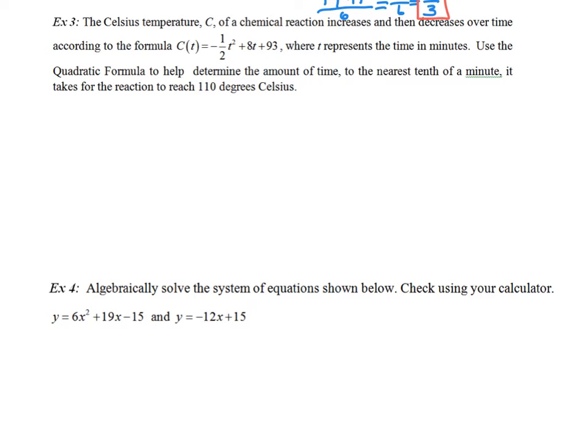Now let's take a look at an application problem. For example number 3, it says the Celsius temperature C of a chemical reaction increases and then decreases over time, according to the formula C of T is equal to negative 1/2 T squared plus 8T plus 93. T represents the time in minutes. Use the quadratic formula to help determine the amount of time to the nearest tenth.